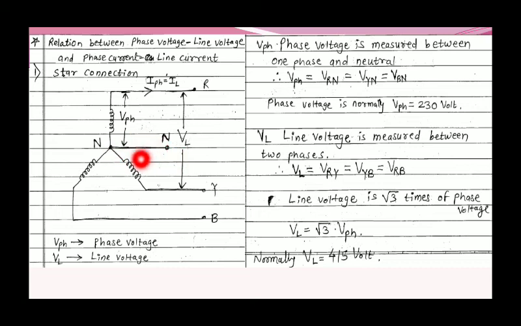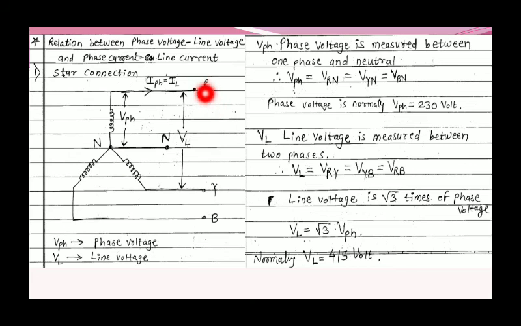In the star connection, there are two points in voltage and two points in current. There is phase voltage and line voltage. As I said earlier, phase voltage, VPH, is measured between one phase and the neutral wire. So this is the neutral wire. As you can see, we are connecting all the phases.